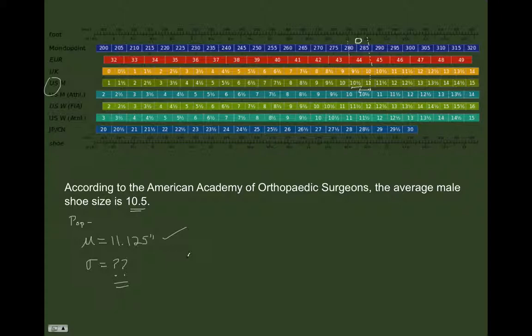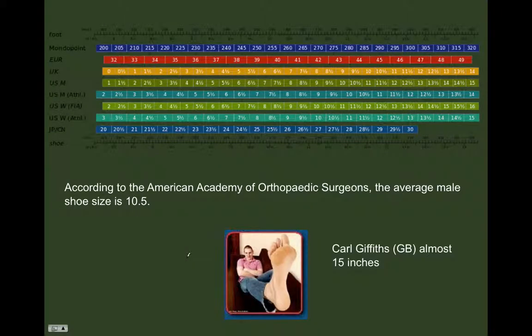But I do have a trick up my sleeve, and it turns out there's quite a bit of information out there on large feet. I ran across this photo, and I couldn't help but copy it. This guy's got a big foot. Carl Griffiths, he's actually from Great Britain, but his foot is almost 15 inches. I also found a number of other people with feet close to this same size. The conclusion I came to is that 15 inches is getting out there. That's about as big as male human feet get. 15 inches is a large foot.